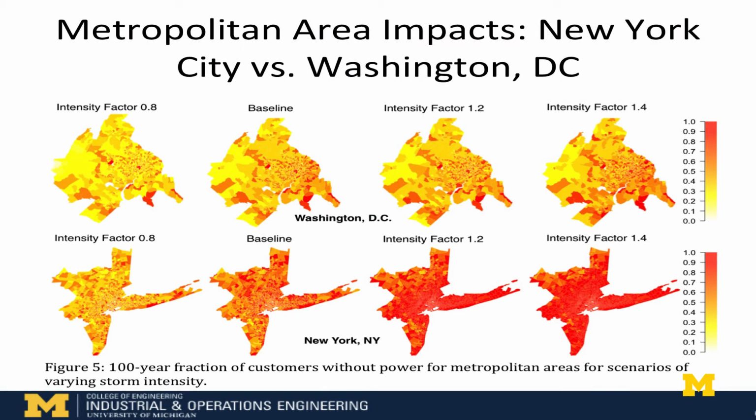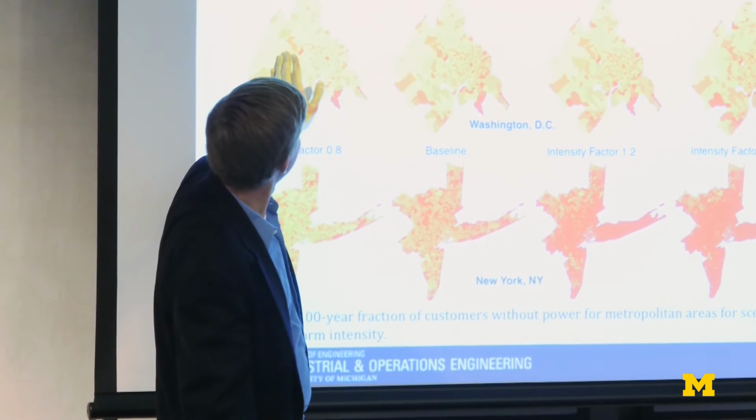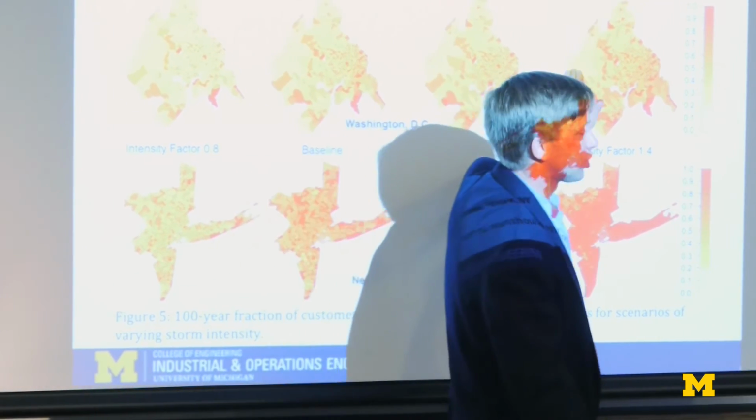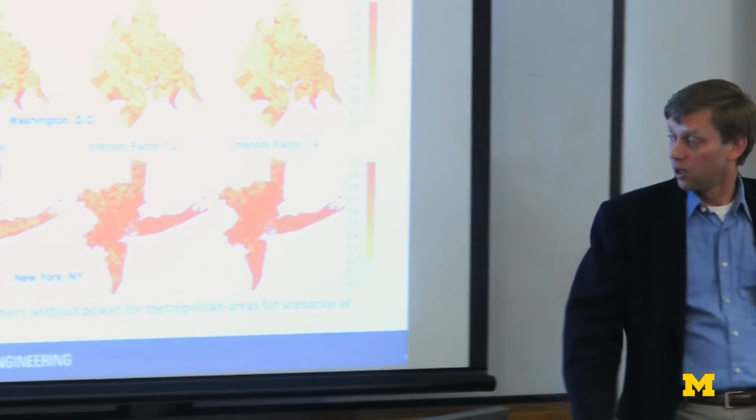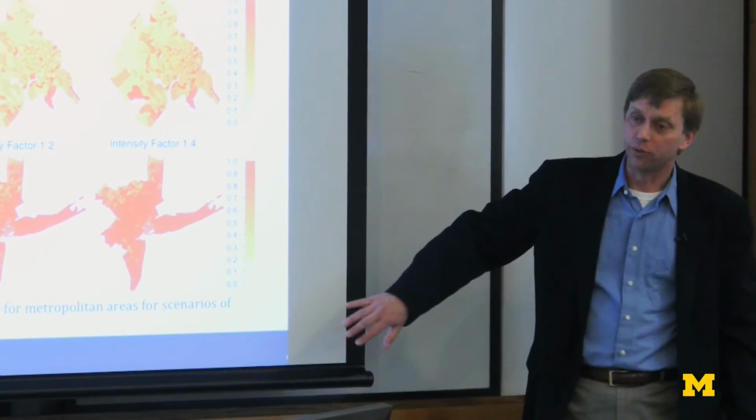We can then start comparing metro areas. This is what we're really most interested in some ways: are all metro areas equal in their sensitivity to potential changes in hurricane hazard? So this is Washington, D.C., and this is New York City. And this is looking just at intensity. So baseline is here, and then we change the intensity, and not much happens to Washington, D.C. You change the intensity in New York, and you get a really big response.